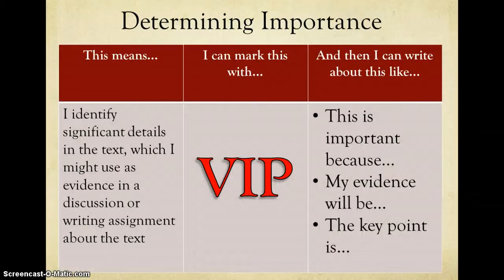That brings us to determining importance. When determining importance, I'm identifying significant details in the text, right? So I'm looking for very specific things that I may use as evidence in a discussion or when writing about the text. I indicate a determining importance annotation through the use of the acronym VIP, which in this case will stand for very important point. And again, here are your sentence stems that you can use when writing about this annotation.